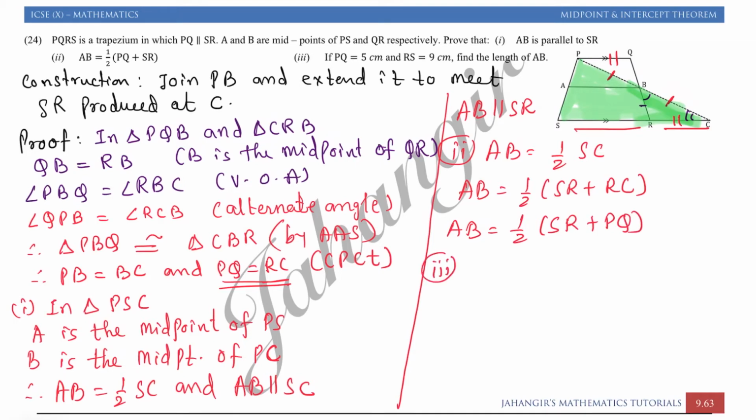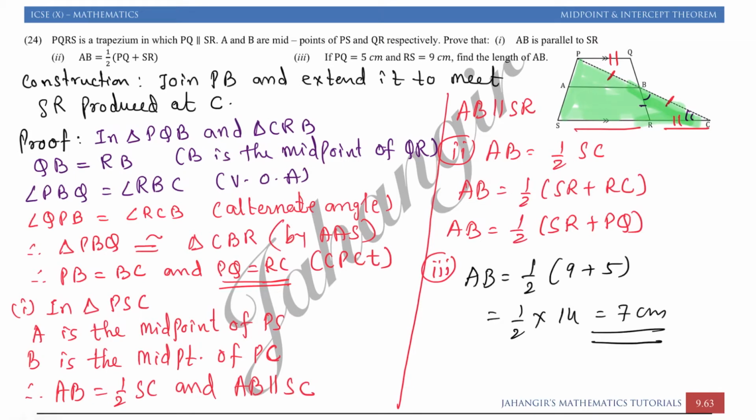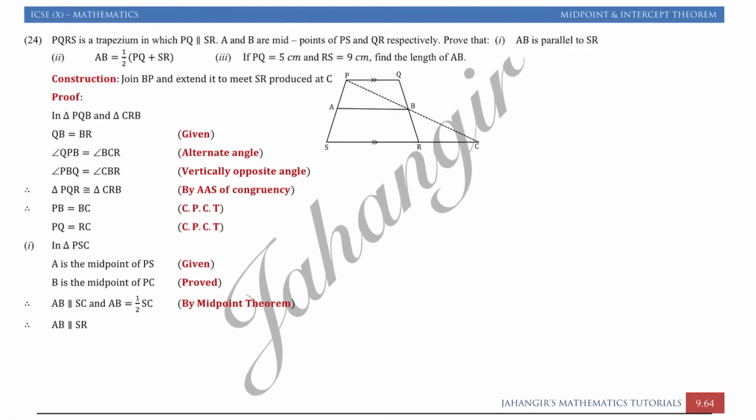Now third part, PQ is given, SR is given. We have to just find AB. So we'll just substitute in the result we found. So AB is equal to half into SR plus PQ. SR is 9, PQ is 5. So half into 5 plus 9, 14, which is 7 centimeter. Here we have a mistake. This is PQB.